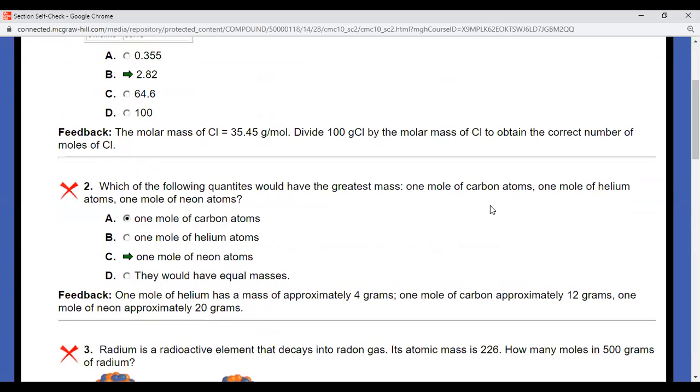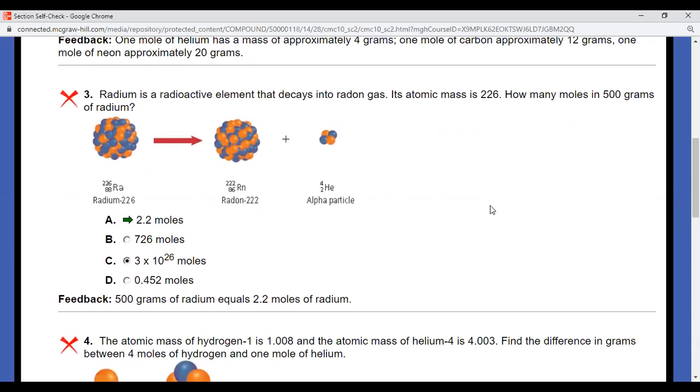1 mole of neon atoms. I was saying 1 mole of helium has a mass of approximately 4 grams. 1 mole of carbon, approximately 12 grams. While 1 mole of neon, approximately 20 grams, and this is related to its atomic mass. Atomic mass of neon, 20. So it has 20 grams. While atomic mass of carbon, 12, so 12 grams. And helium, 4 grams. So the greatest mass was what? Neon, because of its atomic mass.